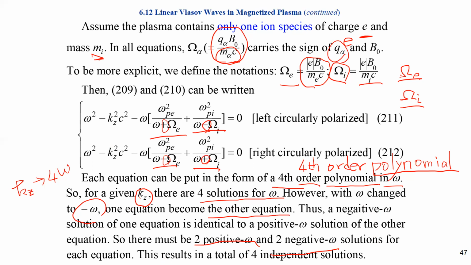This results in a total of 4 independent solutions. Okay, and also tell us if we change omega, a negative omega will still have the same solutions. A negative omega change to omega, this one will change to this one. This one change to this one, and this equation change to this one. Okay.